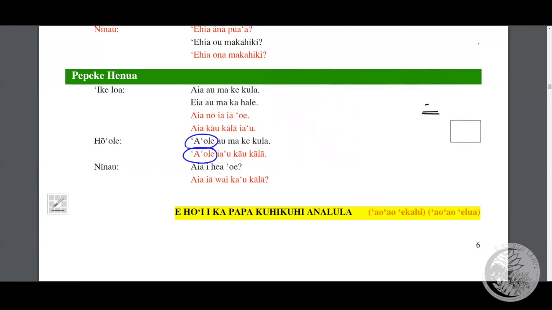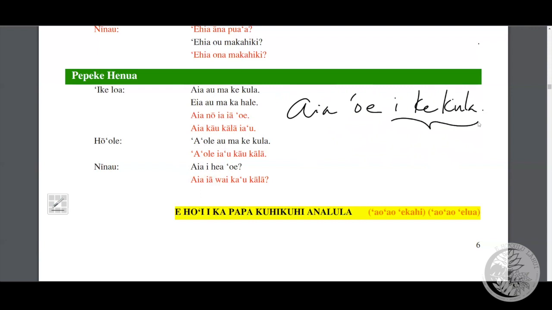Now, in asking where something is located, that also is pretty simple. We can take from a statement, aia ʻoe i ke kula, you are at school. But if I'm wondering, like, you are where? Yeah, and of course, this is what is in doubt. To ask that question, pretty simple, we use the word hea. That's like a blank space that will be filled by the correct information.